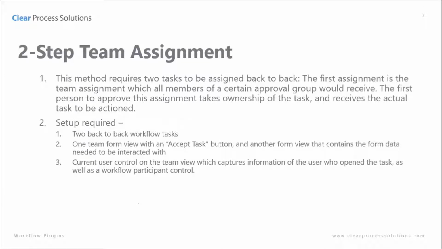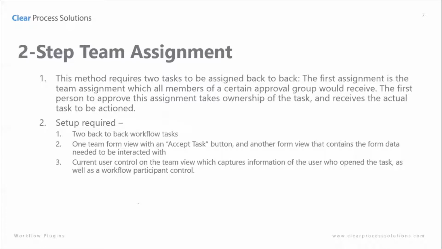So the 2-step team assignment, as we just went over, requires 2 back-to-back workflow tasks, and 1 team form view with an accept task. What that would look like is basically a view of the form with any data you want to show the team, and then a button on it which accepts the task. So any one of those users in the team assignment can click that button to accept the task, and that task will then be assigned to them. And I'll go over all this. I'll show you the demo solution that I set up so we can see exactly how it's set up.